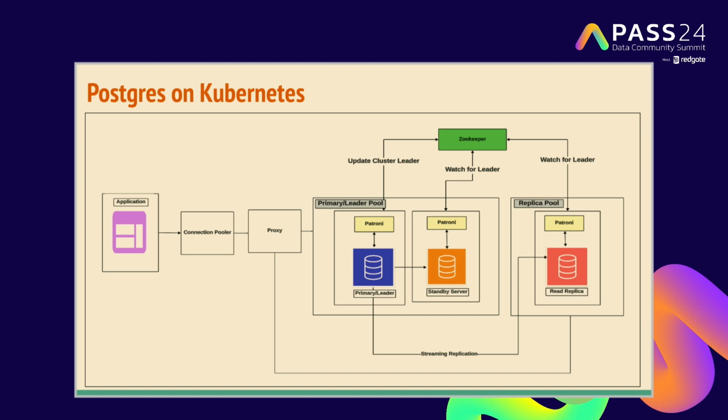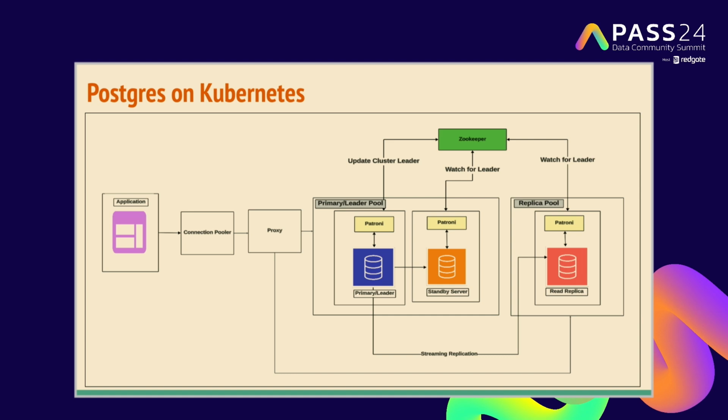In the case of the primary or leader pool, we have 1 server that acts as the primary instance that will take the write traffic. And we can have more than 1 standby servers that will act as potential failover candidates. They participate in leader election. They do not serve any read or write traffic. In the case of the replica pool, we can have more than 1 replica instances, and they will serve only read traffic. They don't participate in leader election, and they don't act as failover candidates.